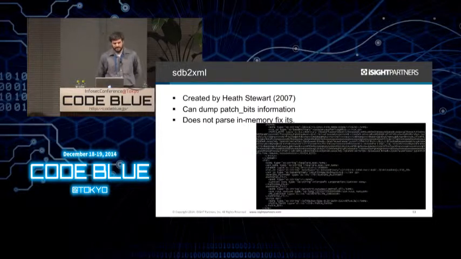I've got some lines on here that say it does not parse in-memory fixits and it cannot dump patch bits information. That is related to a previous talk I did this year, which was solely focused on the in-memory patching features of this compatibility framework. That patch bits information is basically that big blob of base64 on the top. And that blob is what actually got me started in this, trying to figure out what is that, what does it do, and how can I analyze that.